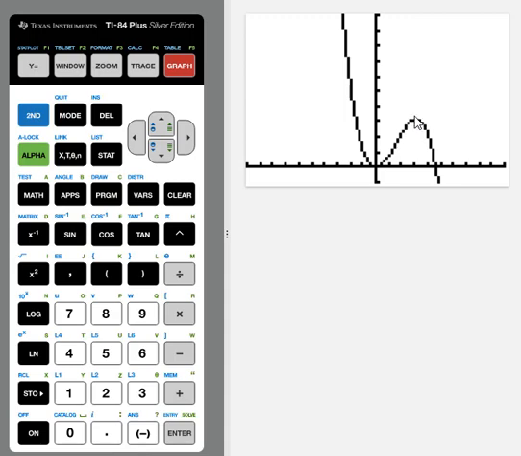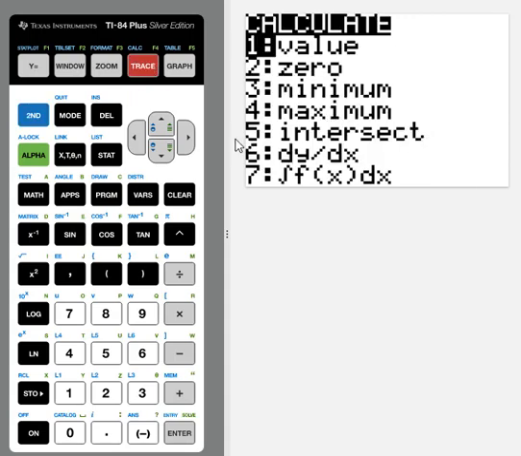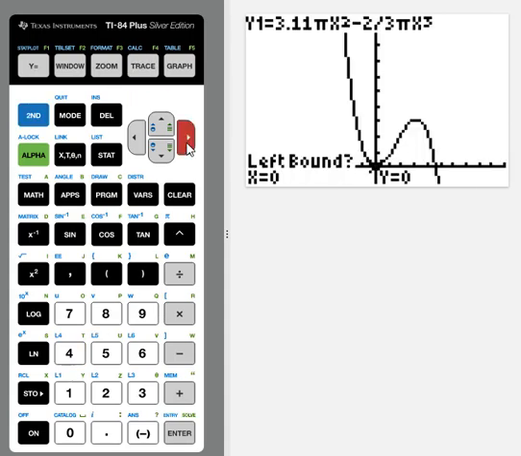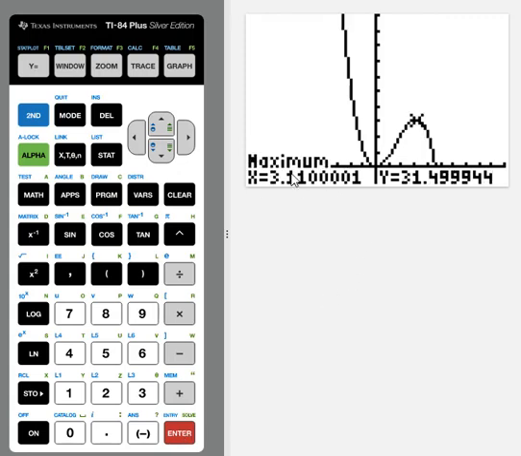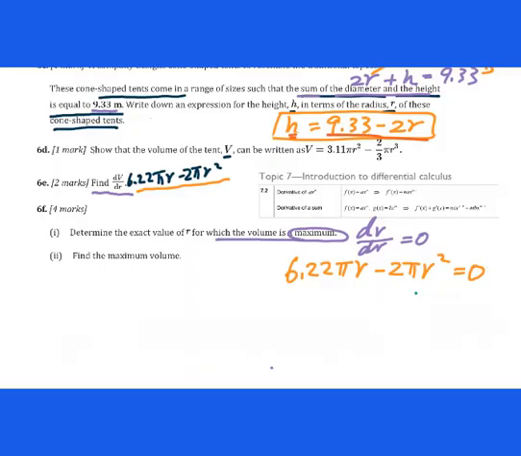We're looking for this maximum point now. So we do second trace, maximum, that's 4. Move the arrow close to this maximum point, enter. Then to the right side of this maximum point, enter, enter. You will get this r and also the maximum volume together. From the graphing calculator, we get r equals 3.11.